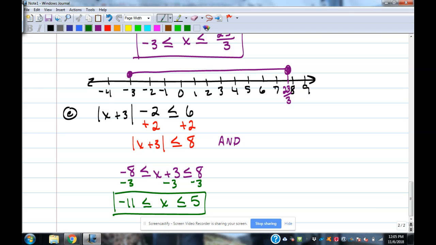Okay. On a number line, you could have negative 13, negative 11, negative 9, negative 7, negative 5, negative 3, negative 1. Above each of those numbers should be what? Closed circles. And then answers are where? Middle, because it's an and problem.